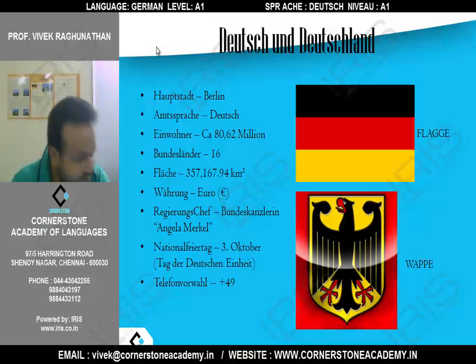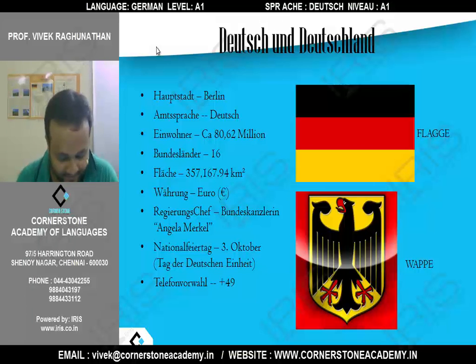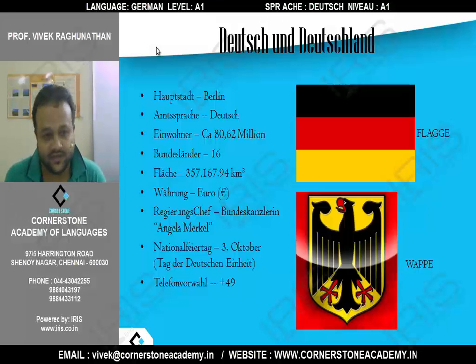Bundesländer? States. There are 16 of them. Fläche? Area, area of the country. Währung. The currency is called Euro. We saw in the last class that EU is pronounced OI. So, Euro.